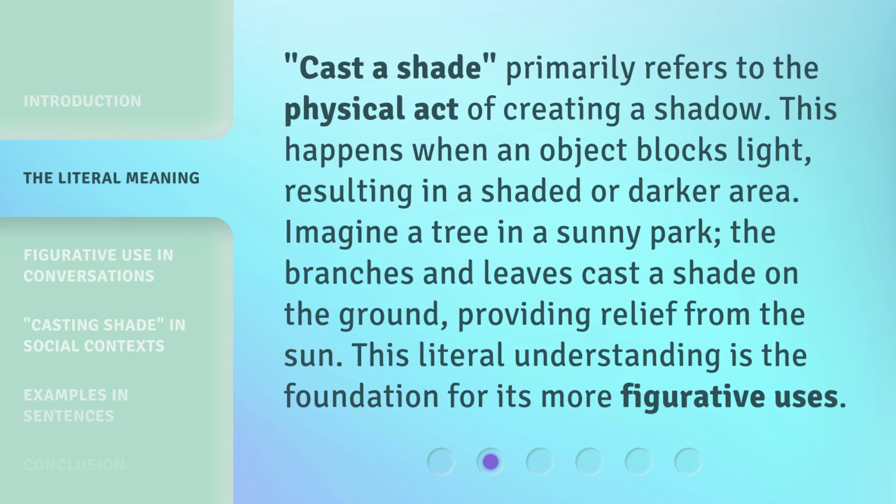Cast a shade primarily refers to the physical act of creating a shadow. This happens when an object blocks light, resulting in a shaded or darker area. Imagine a tree in a sunny park. The branches and leaves cast a shade on the ground, providing relief from the sun. This literal understanding is the foundation for its more figurative uses.